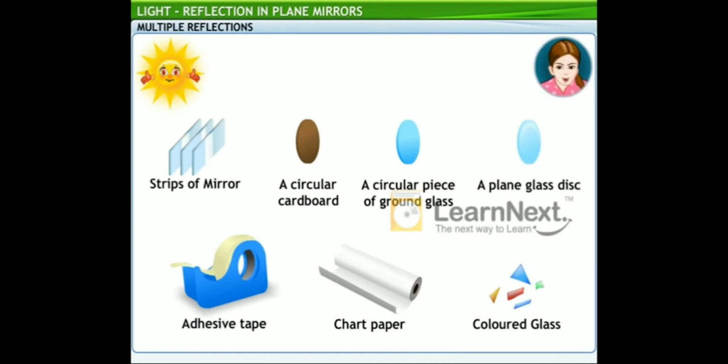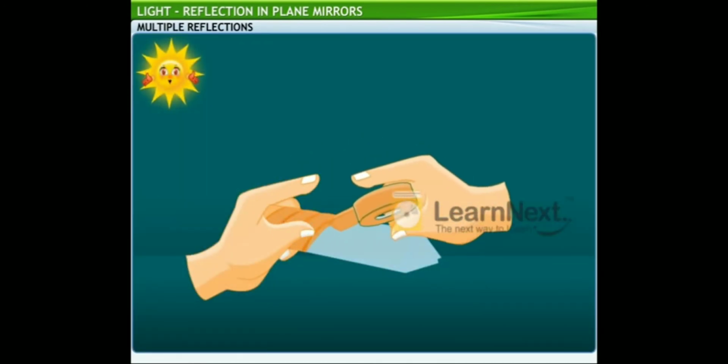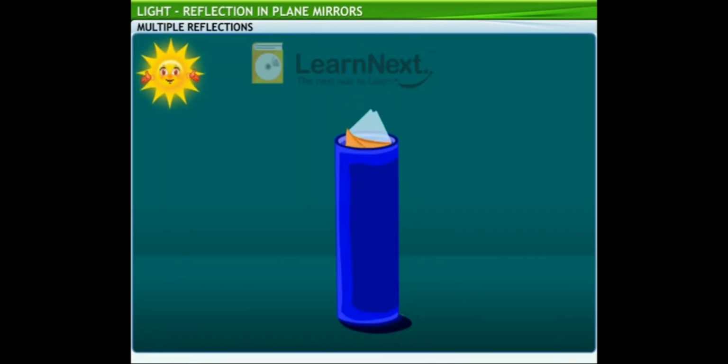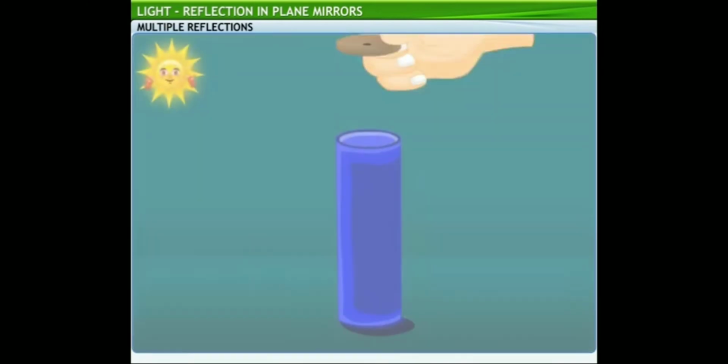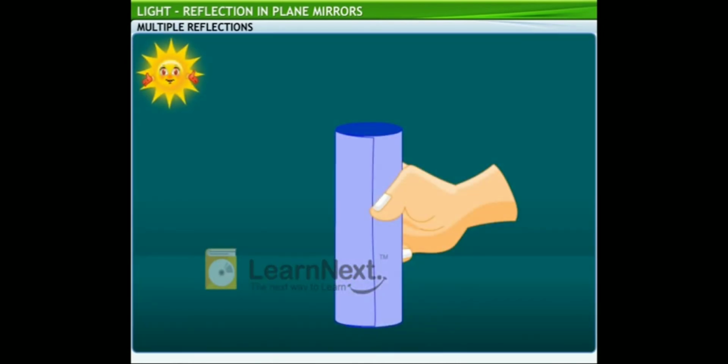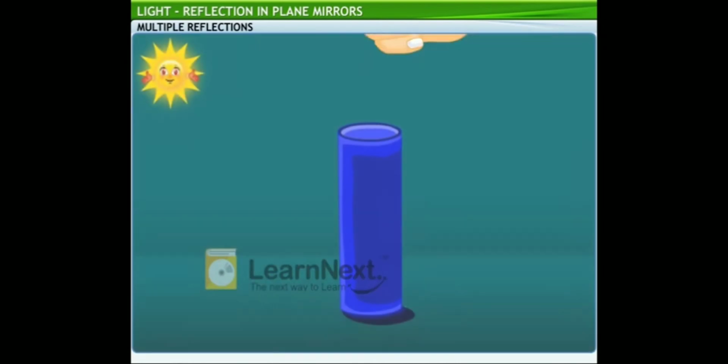Okay, we've got everything. Now what? Join the 3 strips of mirror to form a triangle and fix them using the adhesive tape. Fix the mirrors into a circular tube made from the chart paper. Close one end of the tube with a cardboard disc which has a hole in the middle. Paste a transparent paper on the disc.